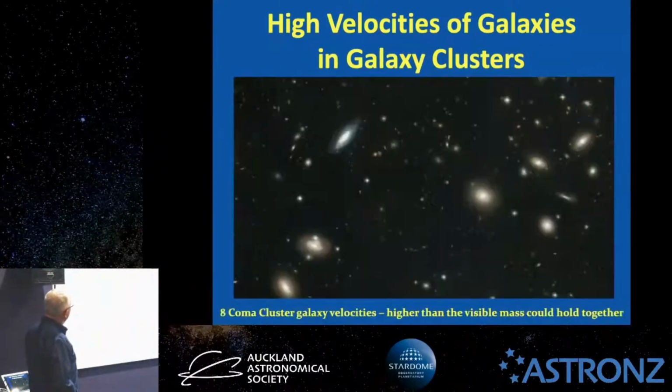He started observing one of the clusters called the Coma cluster. He picked out about 8 galaxies there, and he was able to use spectroscopy to get an idea of their radial velocities, how fast they were travelling towards us or away from us. After his calculations, he concluded that the speed at which these galaxies are travelling within the Coma cluster is too high.